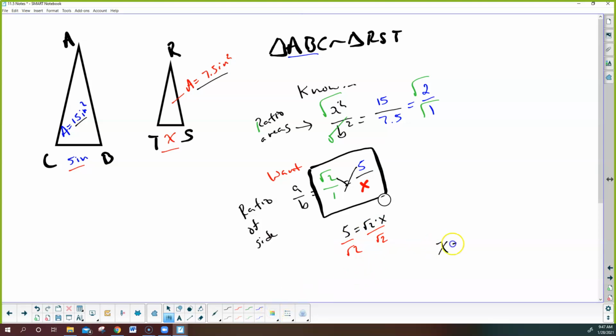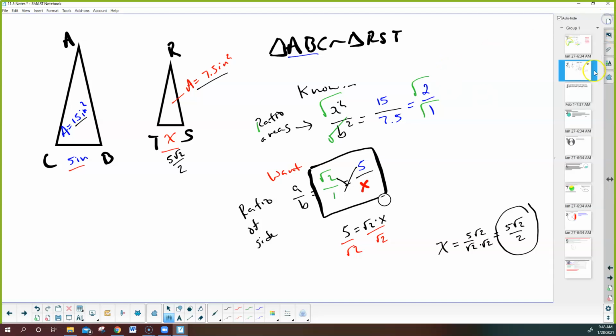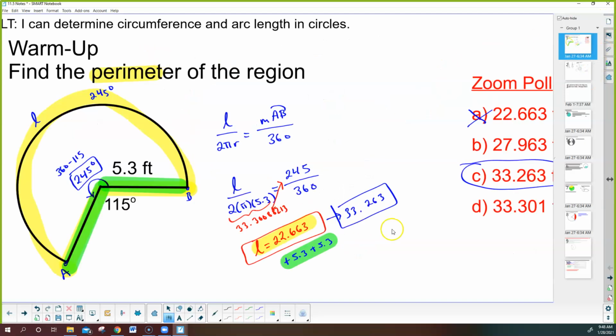And you could say x is equal to 5 square roots of 2 in this case. Or, as we learned, we don't love having that square root of 2 on the bottom, so they would turn this into 5 root 2 over 2, and that's what x would be equal to. So that is just a quick little explanation of the problem that was probably the most missed on the quiz. It was this one and a problem like this.